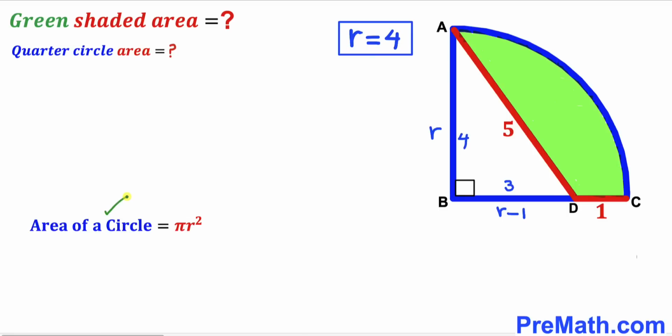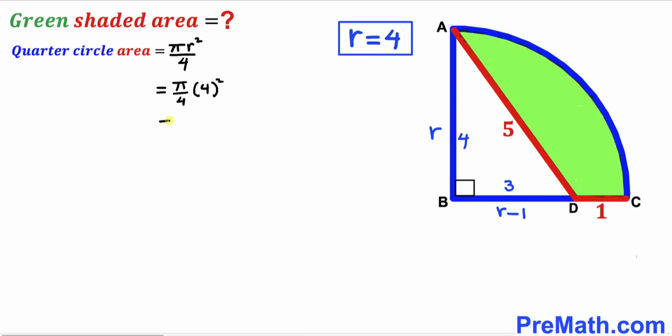And now let's recall the area of a circle formula. Area is always equal to pi times r square, where lowercase r is the radius. And since we are dealing with the quarter circle, the quarter circle area is going to be pi times r square, and we are going to divide it by 4. And now our lowercase r value is 4, so I'm going to substitute that r value 4 over here. So therefore we can write down pi divided by 4 times 4 square. That is going to give us 16 times pi divided by 4. So therefore this is going to give us 4 times pi. So thus the quarter circle area turns out to be 4 times pi.